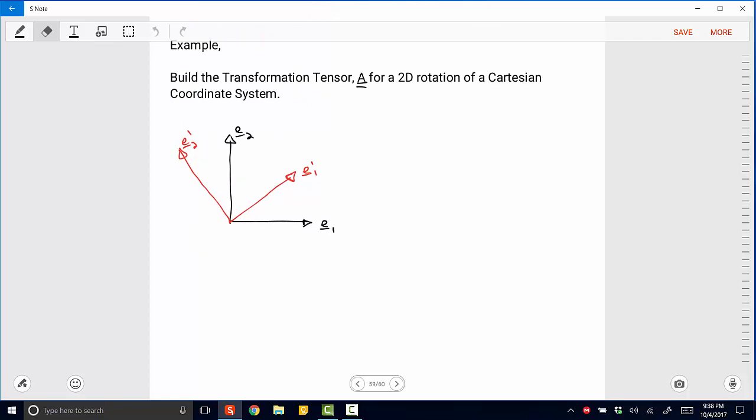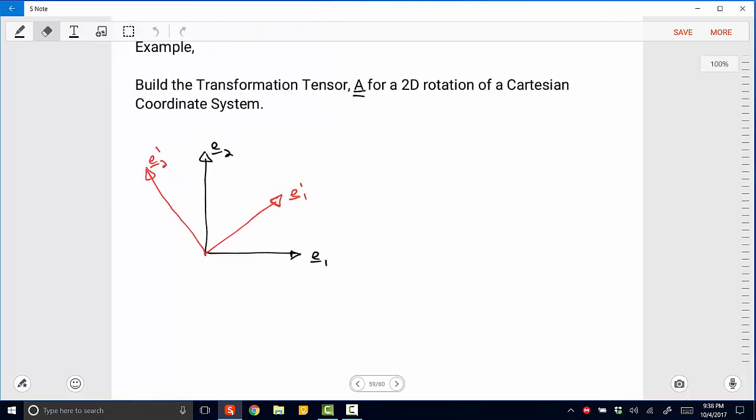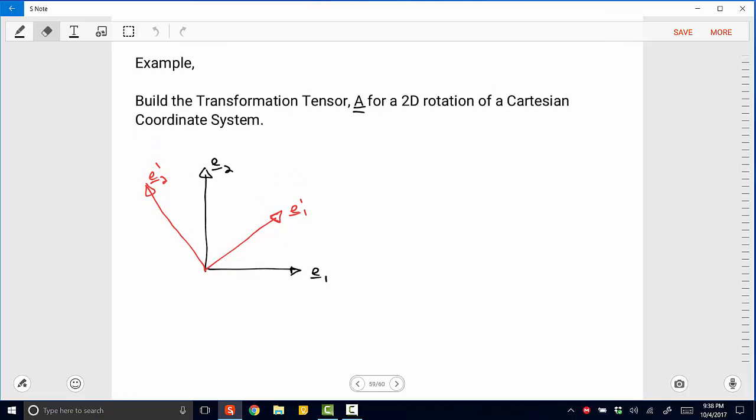Our example for this lecture is to build the transformation tensor for a 2D rotation of a Cartesian coordinate system. So let's start with an original coordinate system with base vectors E1, E2, and let's draw a rotated coordinate system with base vectors E1 prime and E2 prime. So we've got E1 prime and E2 prime here.